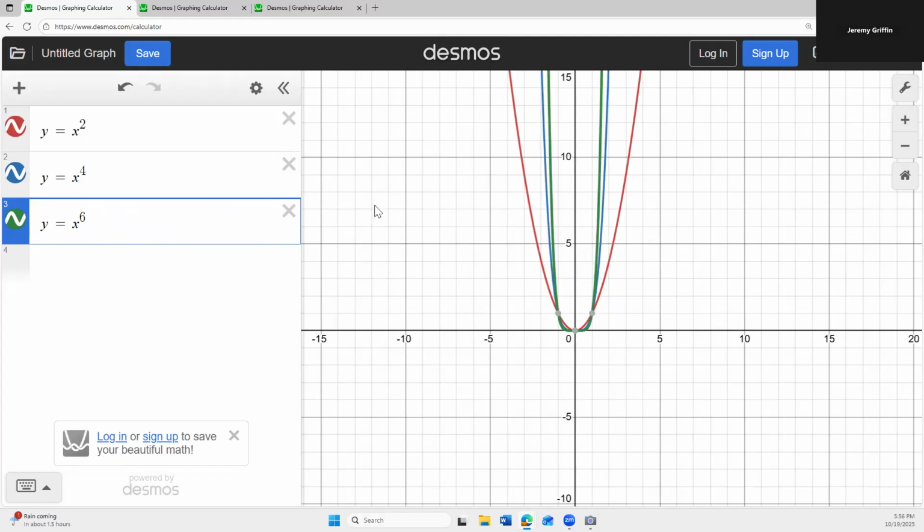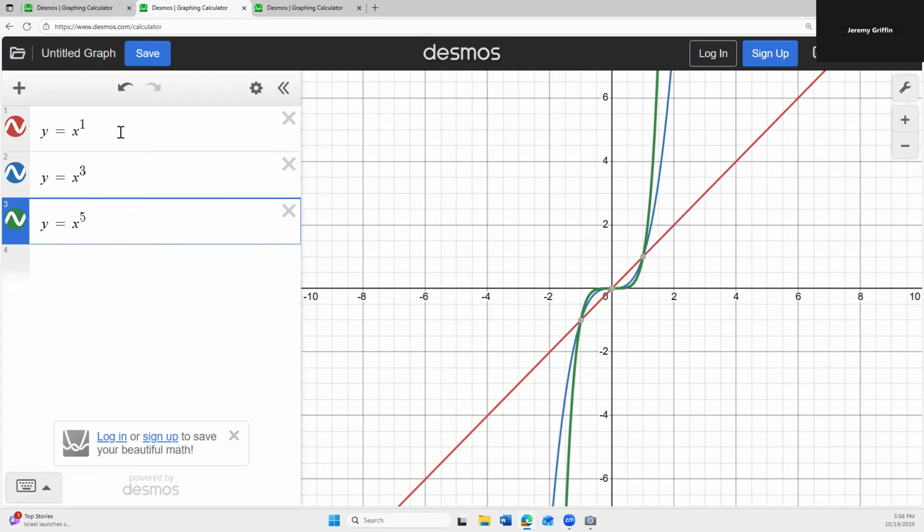Let's look at some odd powers of x. Oops, odd powers. So here you go. I got x to the 1, x to the 3, x to the 5. Of course, x to the 1, this red one, is just a straight line. That's y equals x. Right? So, for example, the coordinates (2, 2), (3, 3), (4, 4), and so on. Y is x. These other ones bend a little bit, but look, they all go down to the left forever and up to the right forever.